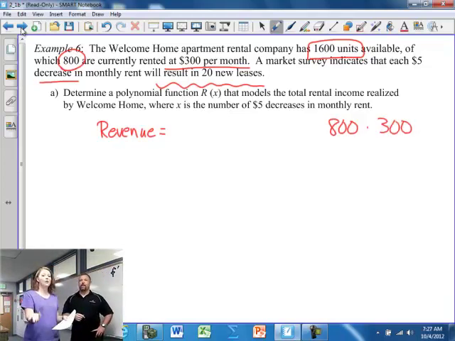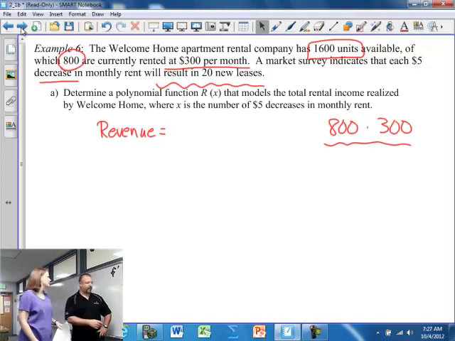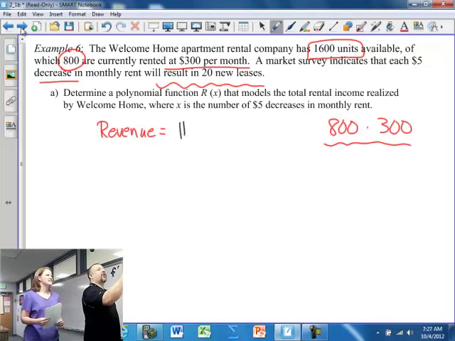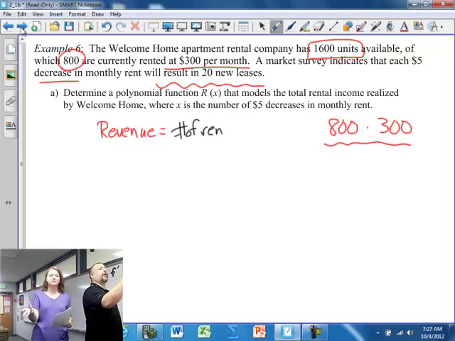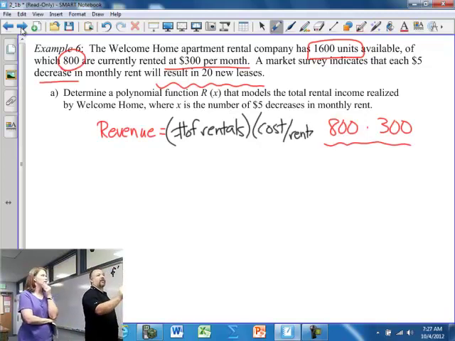Right. So they're getting however many apartments are rented by however much they cost. So number of rentals times cost. I would write that down. Number of rentals times cost, and that would be the cost of each one, per rental.